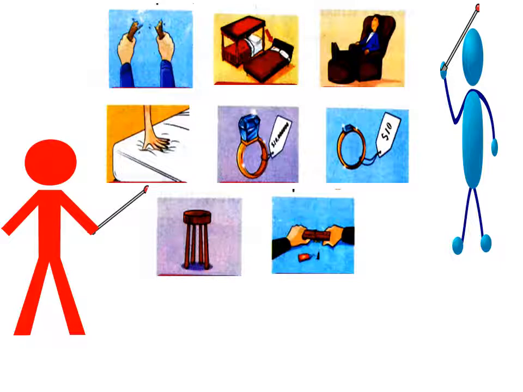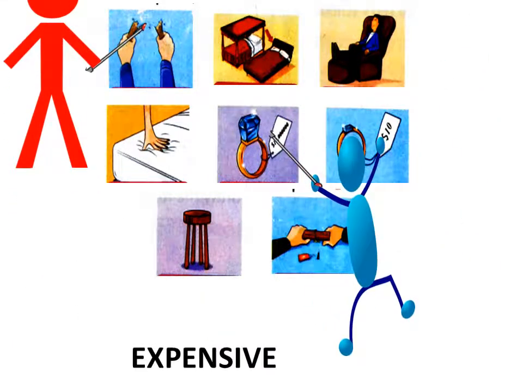1, 2, 3. Expensive. Bravo, Blue. He hit the right picture describing the word expensive. So he wins the game. Now, give him a big round of applause.